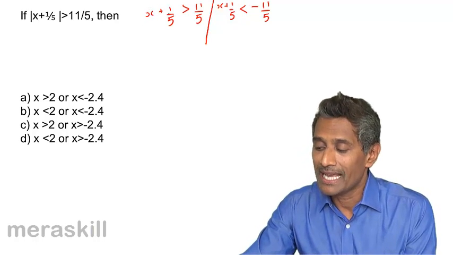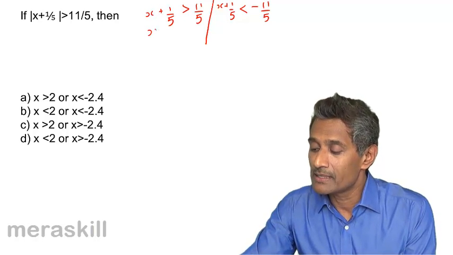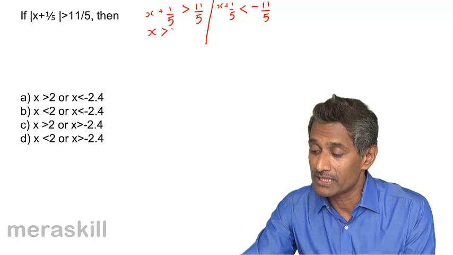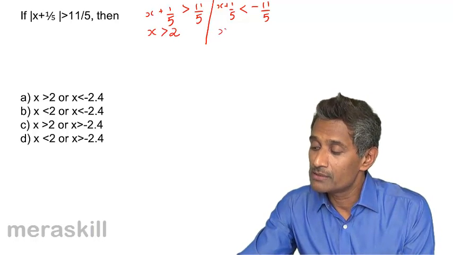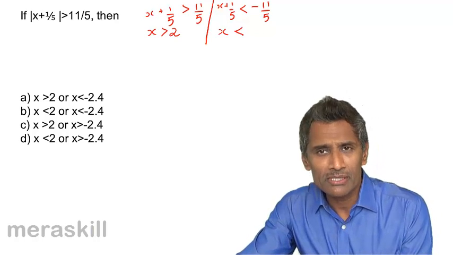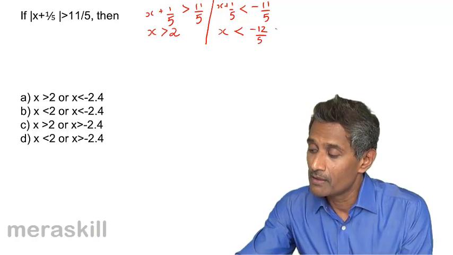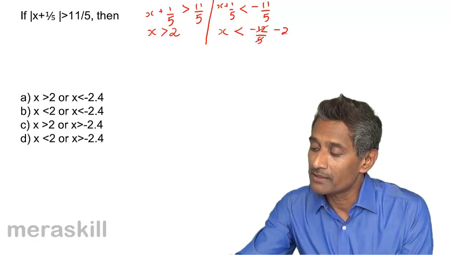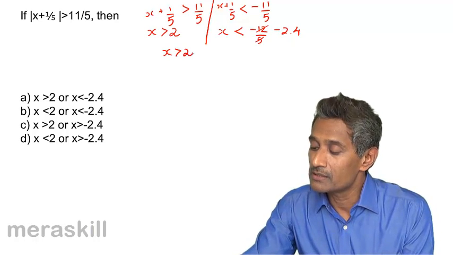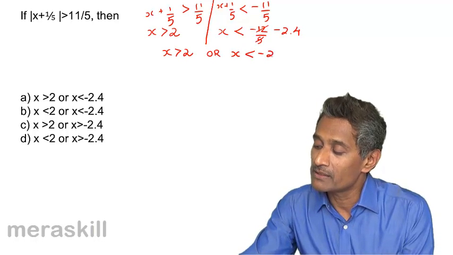We solve this, x plus 1/5 greater than 11/5. So that means x is greater than 11 minus 1, that is 10/5, x is greater than 2. Here x continues to be less than, because you're only subtracting, -12/5, which turns out to be -2.4. So either x is greater than 2 or x is less than -2.4.